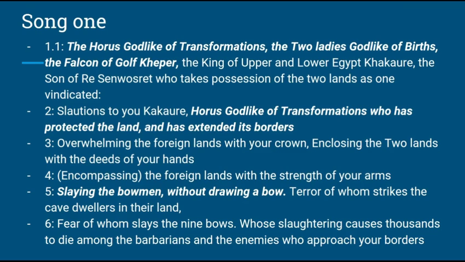And the first one I have highlighted is: the Horus, godlike of transformations, the Two Ladies, godlike of birds, the Falcon of Gold, Khakaure, the king of Upper and Lower Egypt, the son of Senusret, who takes possession of the two lands as one, vindicated. Horus, godlike of transformation, who has protected the land and has extended its borders. Something that I found interesting was slaying the bowman without drawing a bow.